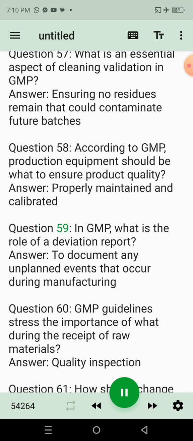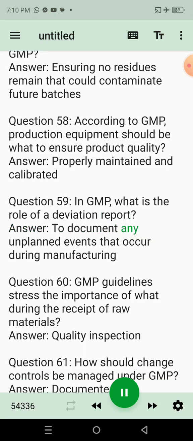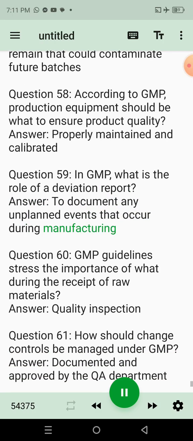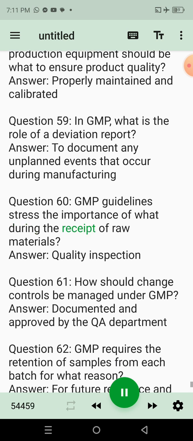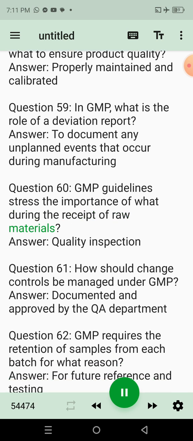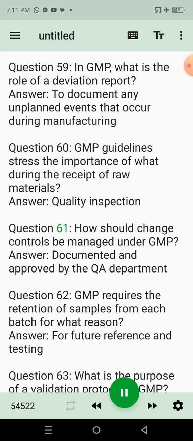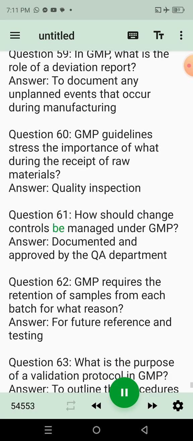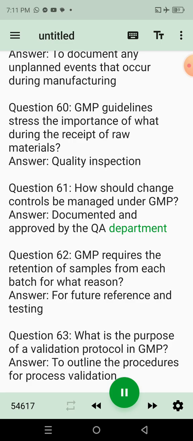Question 59. In GMP, what is the role of a deviation report? Answer: to document any unplanned events that occur during manufacturing. Question 60. GMP guidelines stress the importance of what during the receipt of raw materials? Answer: quality inspection. Question 61. How should change controls be managed under GMP? Answer: documented and approved by the QA department.